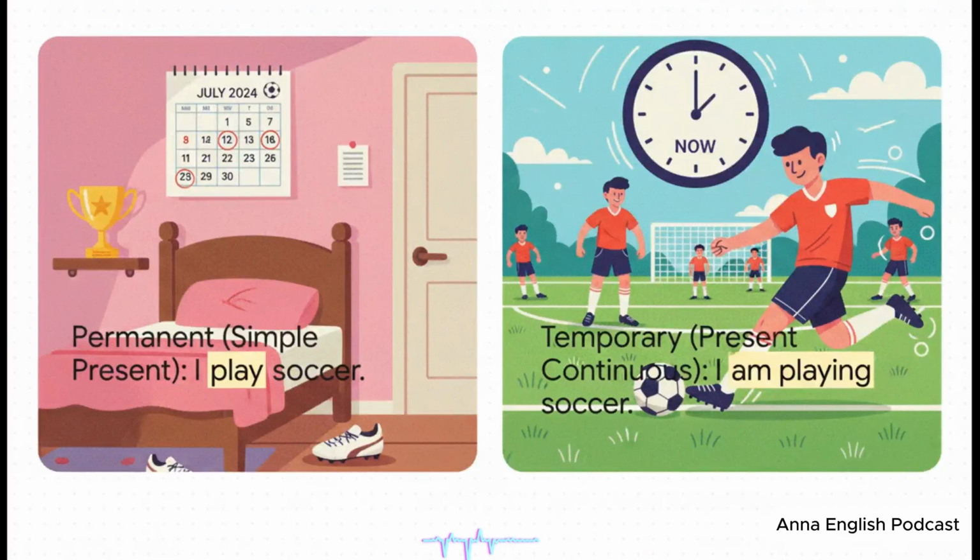Okay, this slide right here nails the difference. Look on the left, I play soccer. That's a general fact, right? It's a hobby, something you do regularly. Now look at the right. I am playing soccer. That means it's happening at this very moment. The game is going to end. That's the big idea to grab onto. Permanent habits versus temporary actions.